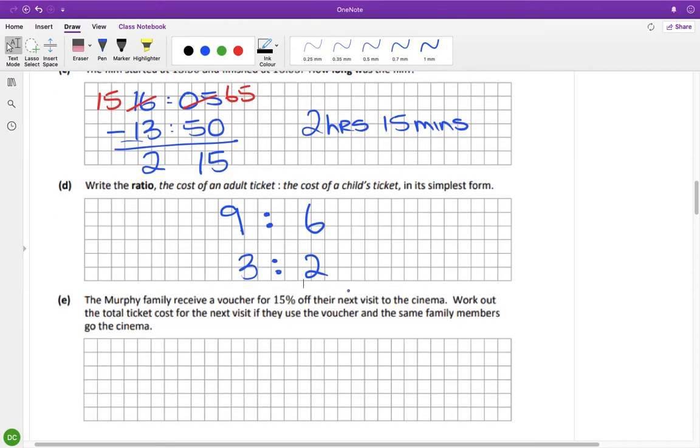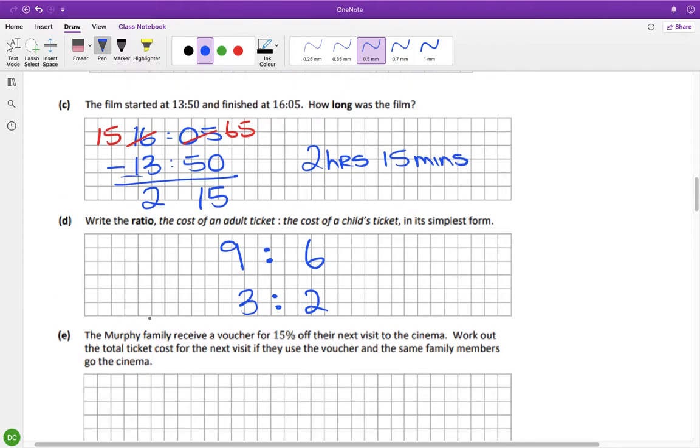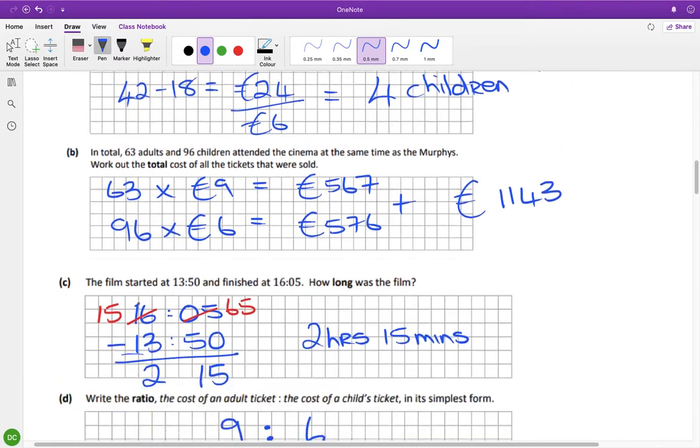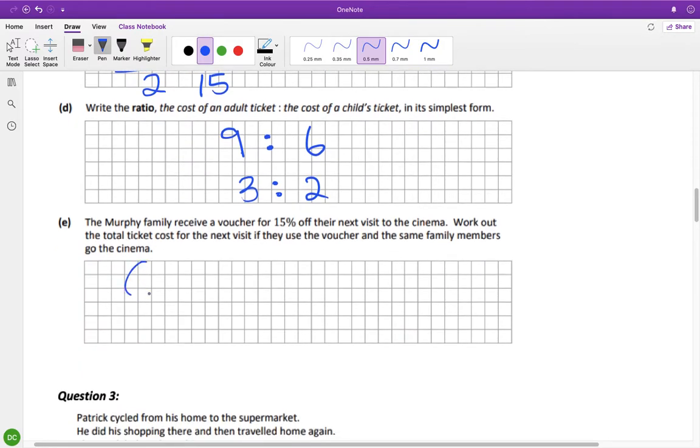The Murphy family receive a voucher for 15% off their next visit to the cinema. Work out the total ticket cost for the next visit if they use the voucher and the same family members attend. Okay, so what did it cost them to go? It cost them €42. That's their total cost, and they're going to get a 15% discount. So multiply that by 0.15.